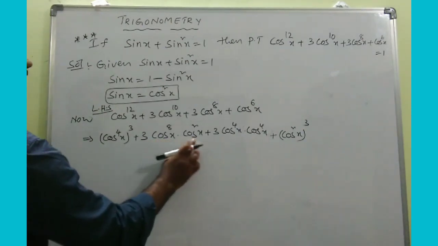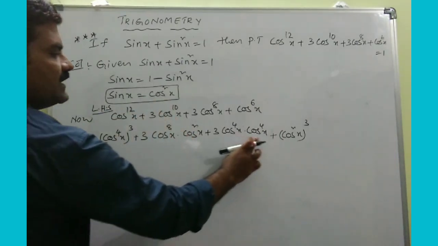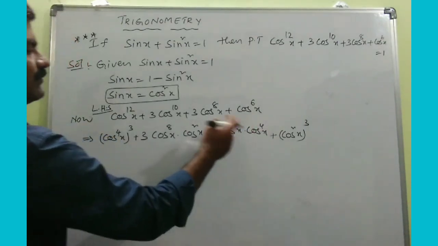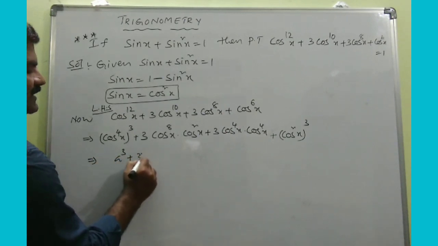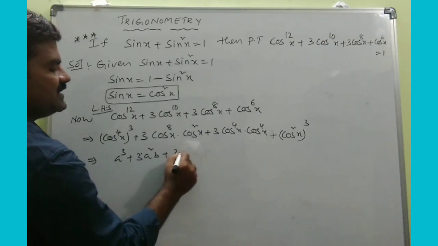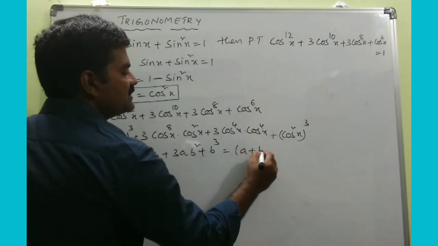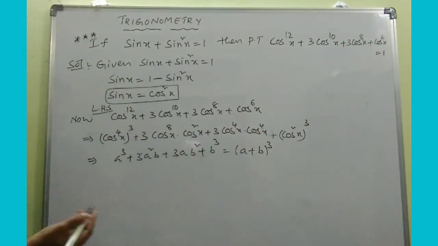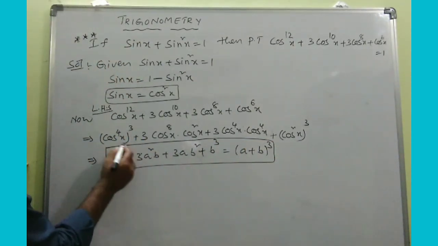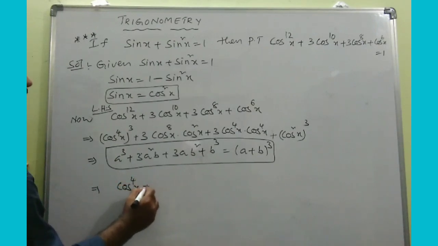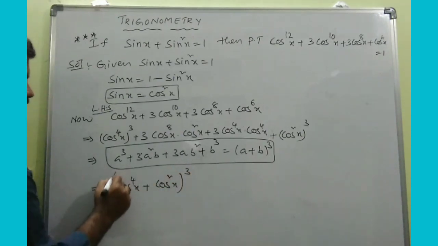Yeah, why not? This into this, same base, then powers should be added, 8 plus 2 which is 10. Once again cos into cos, then powers can be added, 4 plus 4, 8. I mean my dear, this is in the form of a cube plus 3a square b plus 3ab square plus b cube, which is equal to a plus b whole cube, right? Hence using this formula, now what is a? cos power 4x plus b is nothing but cos square x, whole cube.